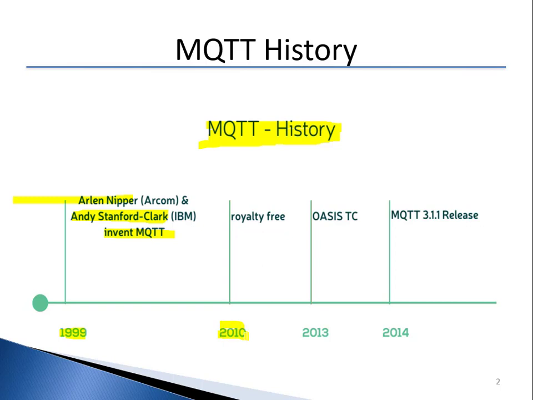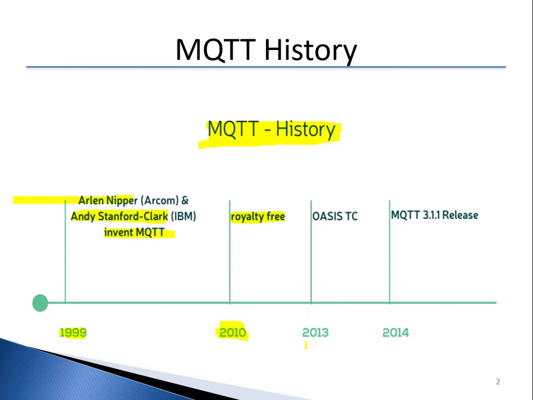Earlier, IBM was using this particular technology for internal communication. They were just transferring messages over the internal line, using this technology for communication within a company. From 2010, they made this technology, Message Queue Telemetry Transport, royalty free. Royalty free means it is open source now. Open source means you can contribute to this technology and use it free of charge. There is no charge required to pay for this particular technology.